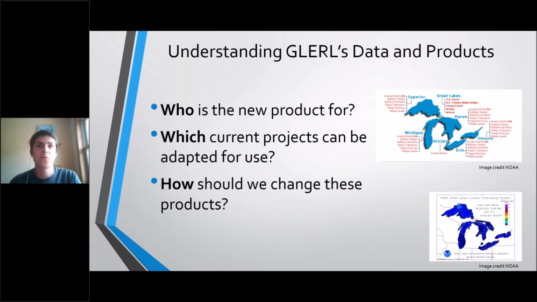Next, we looked into which current products that NOAA has that could be adapted for use. NOAA has a huge library of products across many web pages. Some of the visualizations I've shown off to the right here. And we would like to choose some of these as a base for the new project. We focused on the GLCFS website and used some of those, specifically wind, currents, temperature, water levels, and ice cover. These would likely be the most engaging for the cruise ship passengers.